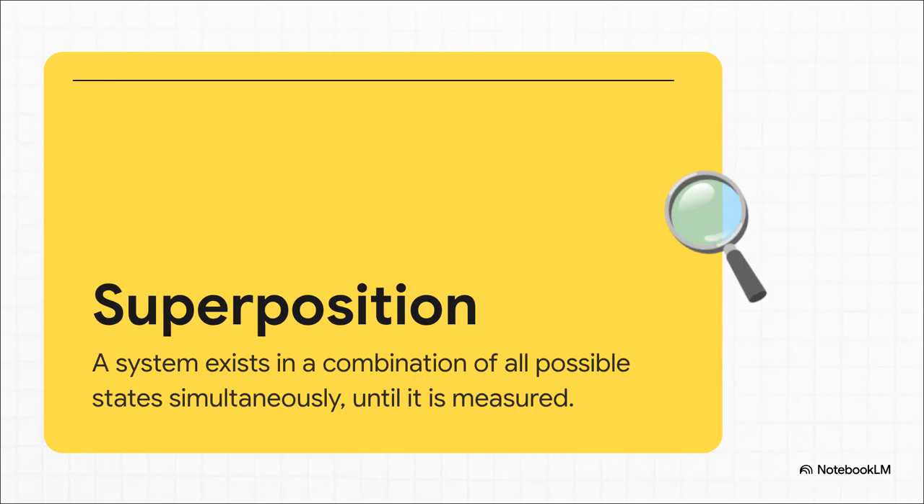So what is superposition? At its core, it's this wild idea that a quantum system isn't just in one state or another, it exists in a kind of probabilistic cloud of all its possible states at once. But here's the catch, and this is the really important part. This strange state only exists until you try to look at it, or in our case, until you measure it.